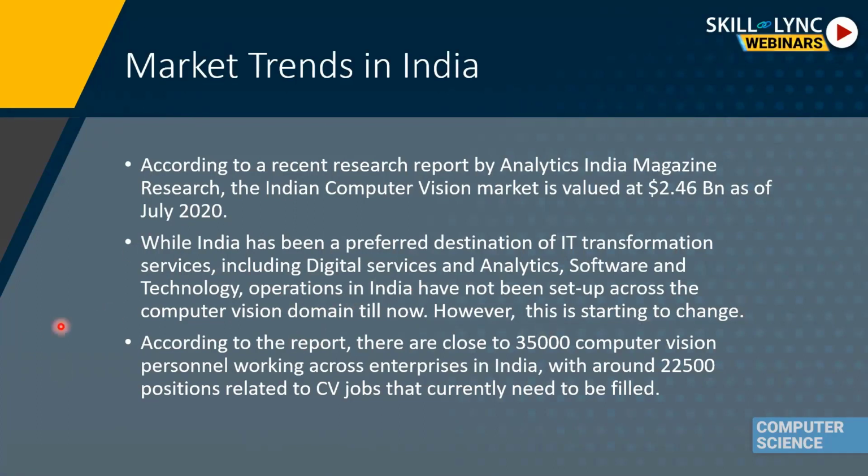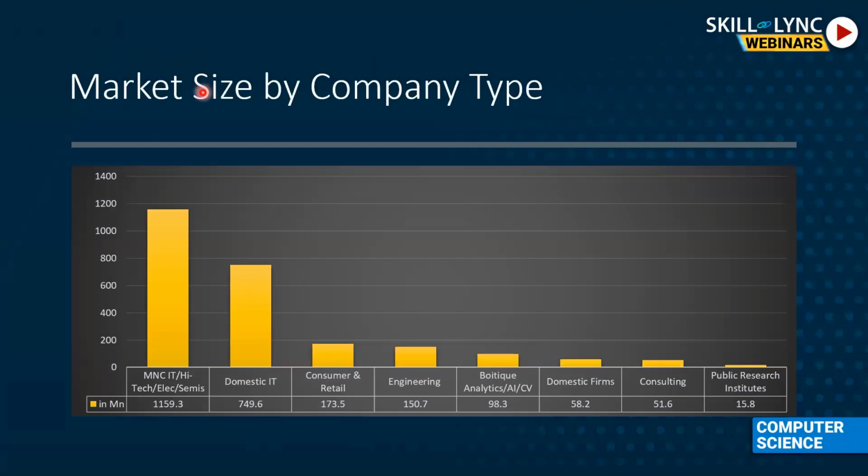According to this report, currently close to 35,000 computer vision personnel are working in Indian enterprises, but around 22,500 positions related to computer vision jobs need to be filled. They are empty, and they want people like you to apply for those jobs, to learn computer vision and work in their companies. So this is the market size by the company type.